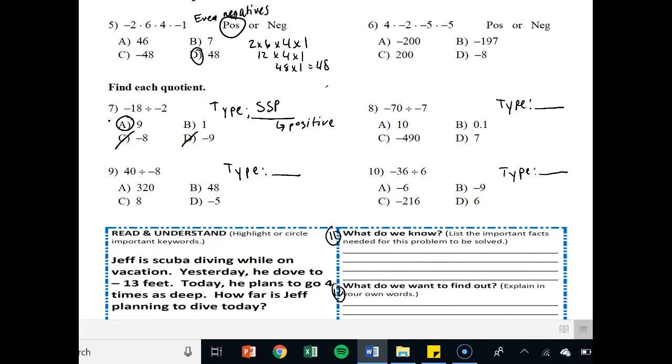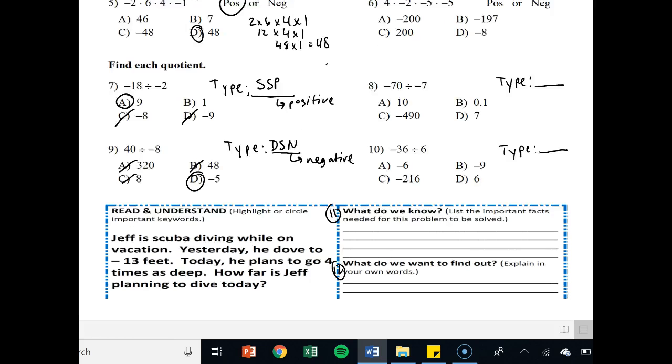Number 9, 40 divided by -8. Again, different signs, negative. So our answer is going to have a negative in it. So cross off anything that doesn't have a negative. So goodbye, goodbye, goodbye. Look at that. Only D is our answer. 40 divided by 8 is 5. And since it's a -8, it is -5.